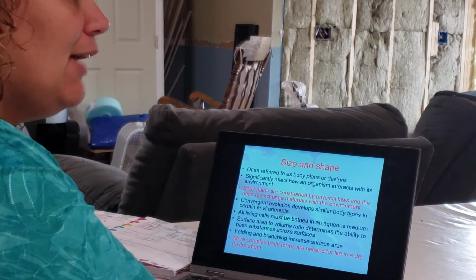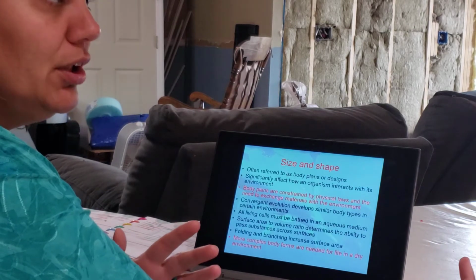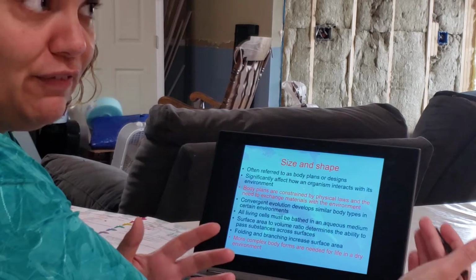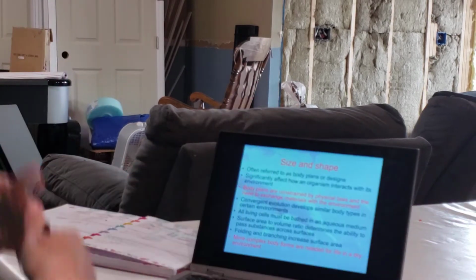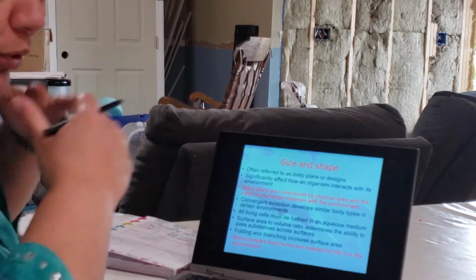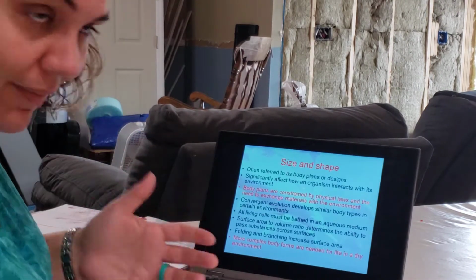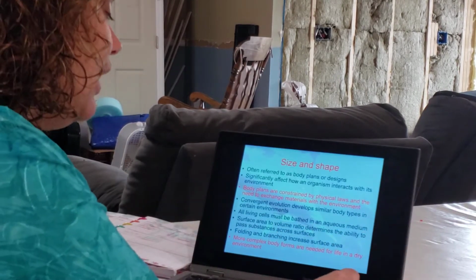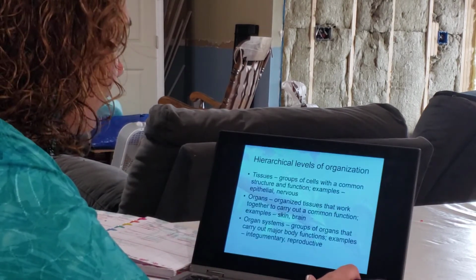Basically, if you swim in the ocean, you're typically going to have a torpedo-like body shape, especially if you're a fast swimmer, right? You can't be swimming around the ocean and have all these extensions sticking off of you because you're going to be producing too much drag to be a fast swimmer. That's what we're saying here, okay? More complex body forms are needed for life in a dry environment.